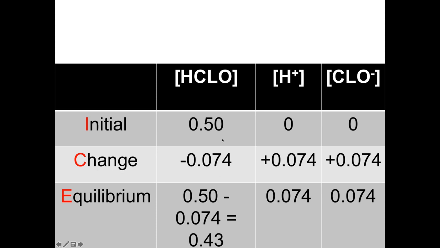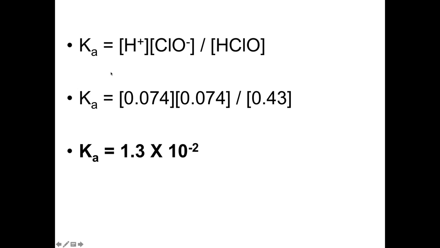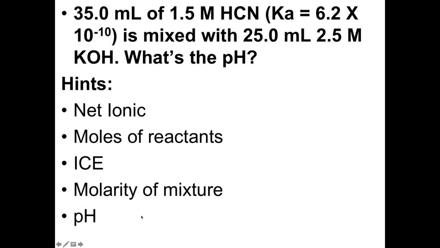Then when you do the ICE chart, we're starting off with this. This is the change, so we'll have this minus this to get that. And these are these items here. Then when you plug this into the Ka equation, you're going to get a Ka of 1.3 times 10 to the negative second.